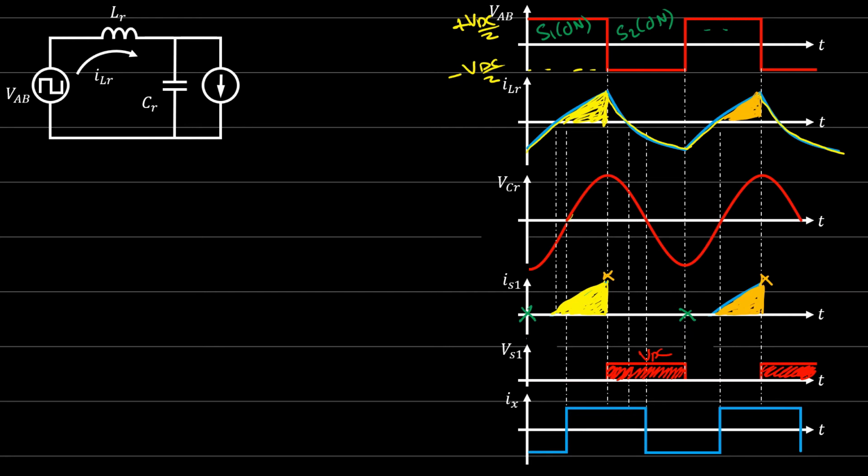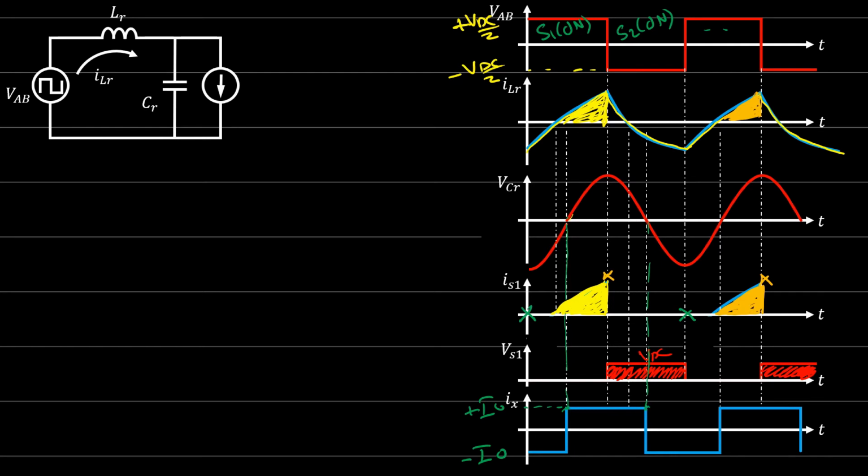Now if you look at the output current Ix, the current going to the rectifier, this will be plus and minus I out. It should be positive when the output voltage is positive, and negative when the output voltage is negative. This is the current going to the output rectifier circuit. After the rectifier, the output voltage is just positive, because it's the rectified voltage. But before the rectifier, it will be a square wave.